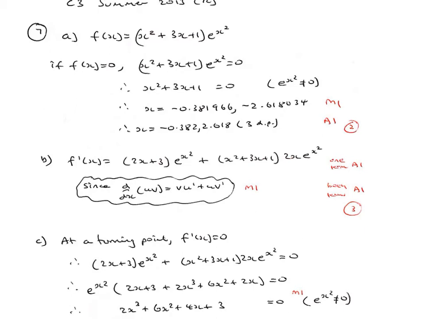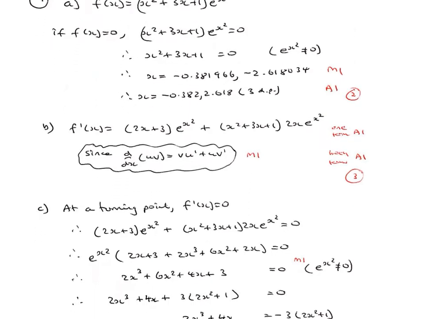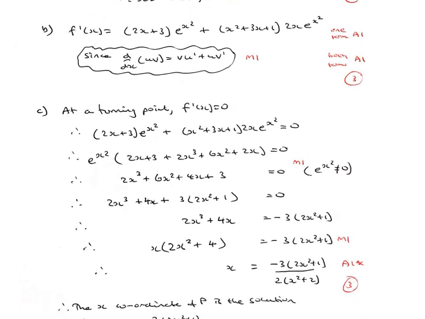It doesn't say simplify, so I'm going to leave it like that. No point in spending time doing unnecessary work. If it said simplify, I'd have to start factorising with e to the x squared and multiplying out, which actually is what you were going to do in the next part anyway. So f dash x is 0. That's a minimum turning point.